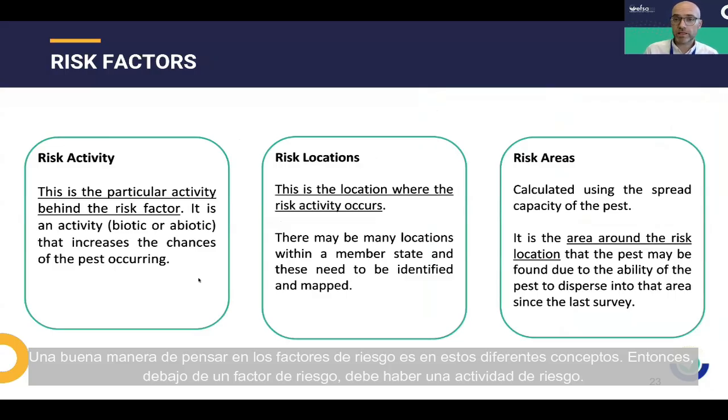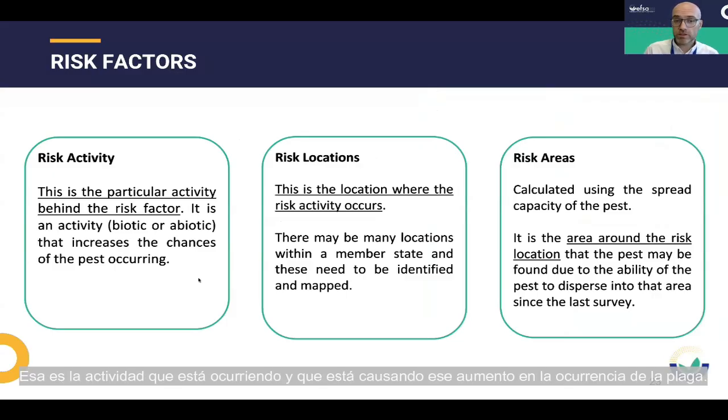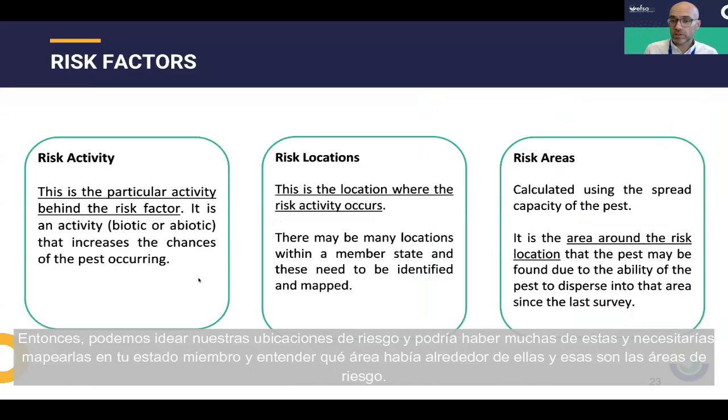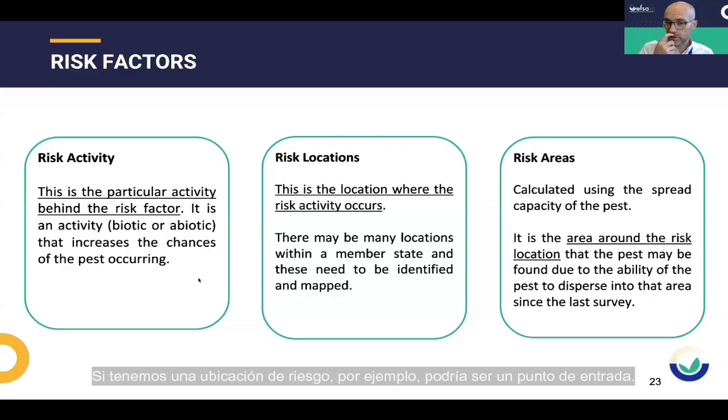So underneath a risk factor, there must be a risk activity. That is the activity that is going on that is causing that increase in the pest occurring. And then we have to think about, well, where is that risk activity actually taking place? So we can come up with our risk locations, and there might be lots of these, and you would need to map these in your member state and understand what area was around them, and that's the risk areas.